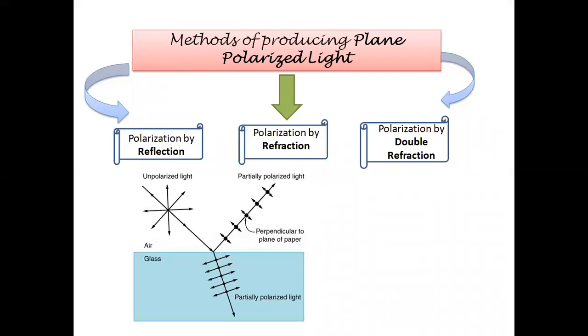Now we discuss the methods of producing plane polarized light. There are three methods. One is polarization by reflection. Secondly, polarization by refraction. And lastly, polarization by double refraction. If a beam of ordinary light is incident on a partially reflecting transparent medium such as glass, the reflected beam is partially plane polarized. The degree of polarization depends upon the angle of incidence.